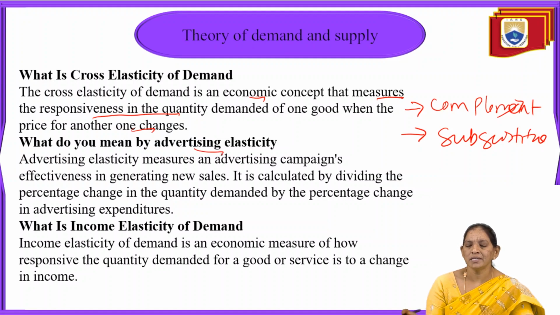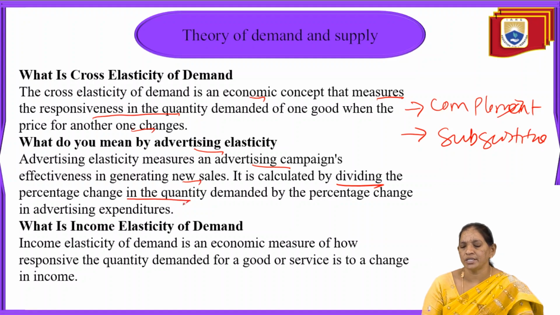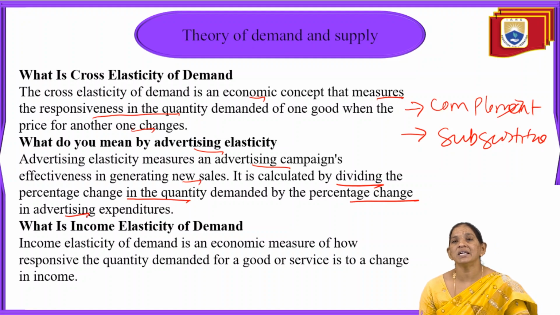What do you mean by advertising elasticity? Advertising elasticity measures the effectiveness of an advertising campaign in generating new sales. It relates to the promotional cost: based upon the promotional cost, what changes take place in expenditure and sales comes under advertising elasticity. It can be calculated by dividing the percentage change in quantity demanded by the percentage change in advertisement expenditure. That is, due to the advertisement, what percentage change in demand took place. We call it advertisement elasticity. This is also called promotional elasticity of demand.